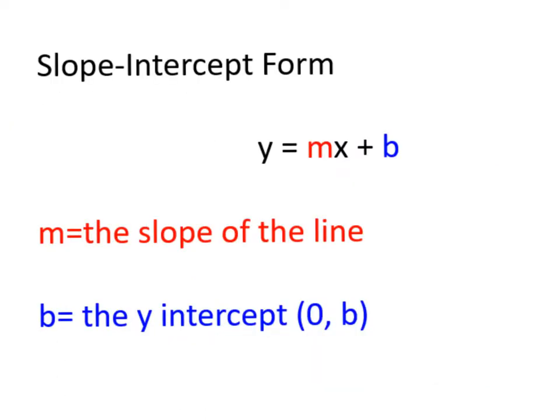Now the first form of linear equations we're going to talk about is slope-intercept form. Slope-intercept form is y equals mx plus b, where m represents the slope of the line and b represents the y-coordinate of the y-intercept.